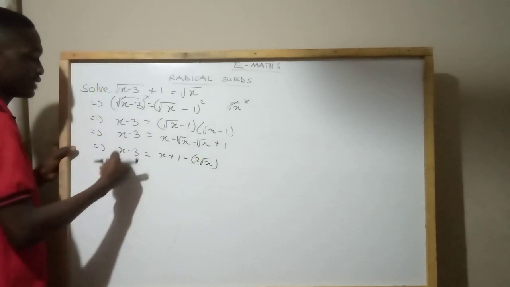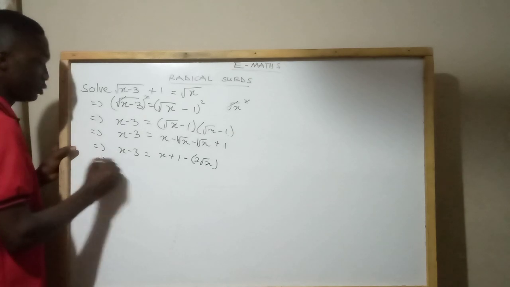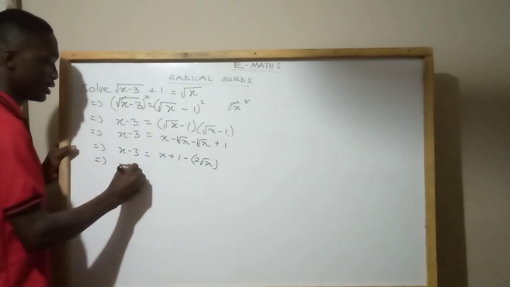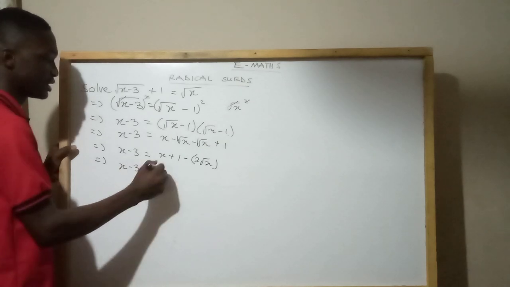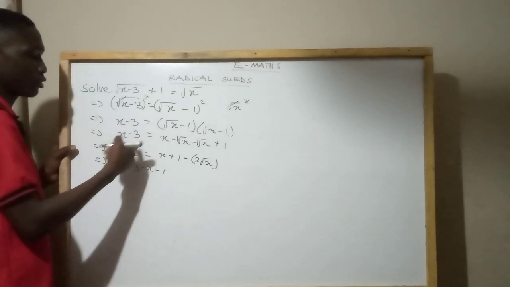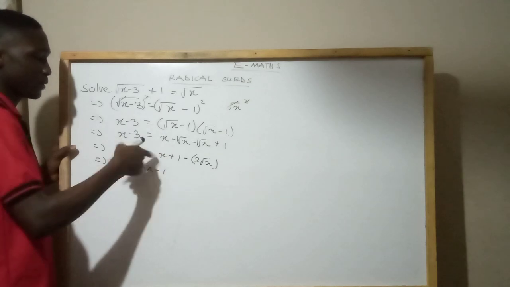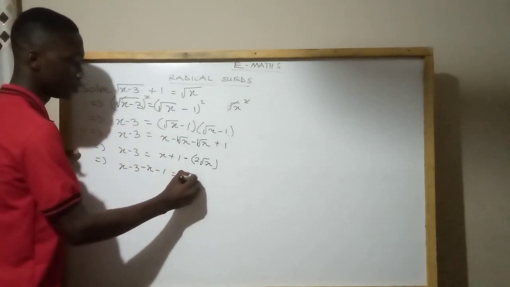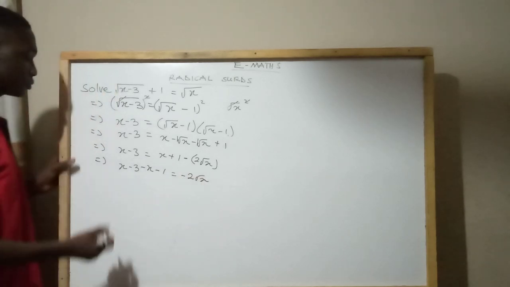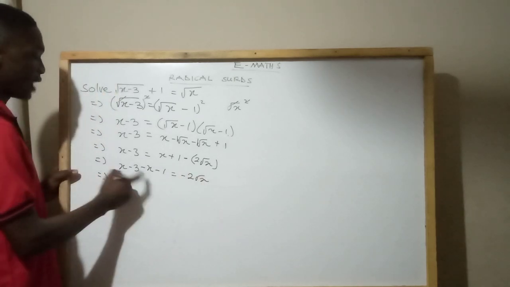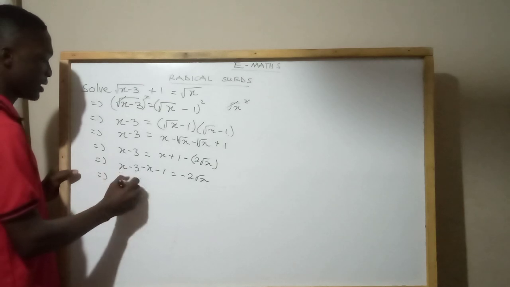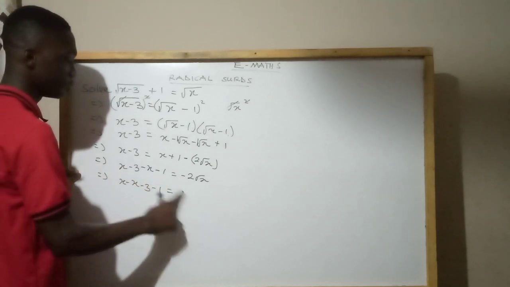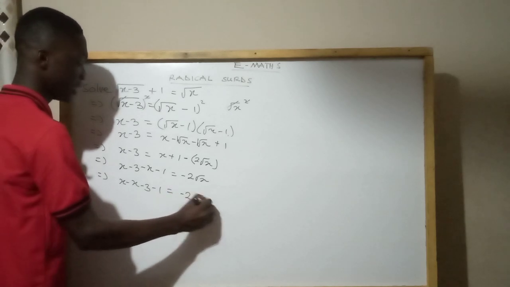Then you have to send these values here. So you will send x plus 1 to the left hand side of the equation. So x minus 3 minus x, then you get minus 1 because they are crossing the equal sign. And when they cross, they have to change their signs. So it's equal to negative 2 root x. Then you have to group like terms. So x minus 3 minus 1 is equal to minus 2 root x.